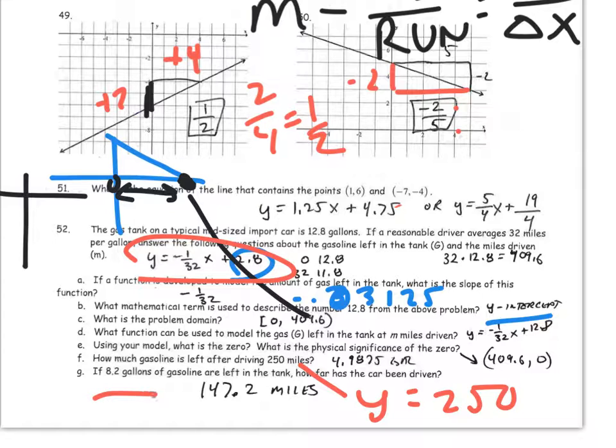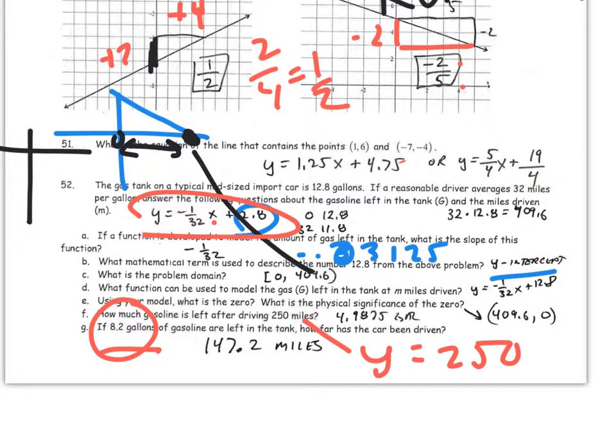And then if 8.2 gallons is left in the tank, how far has the car driven? This is where you can just plug that number in there, or you can do the second table setup, which is second window, and change independent from auto to ask, and you can plug this in. And that is the end of page 4.